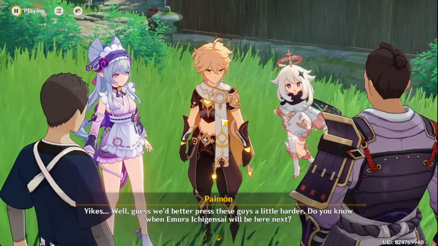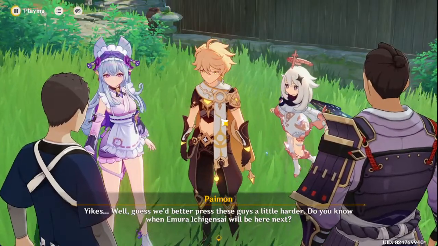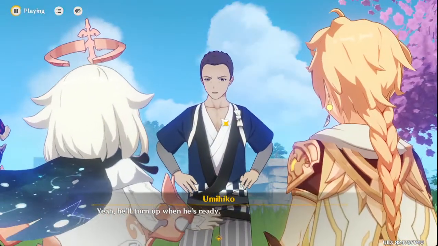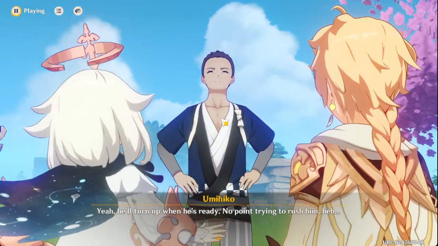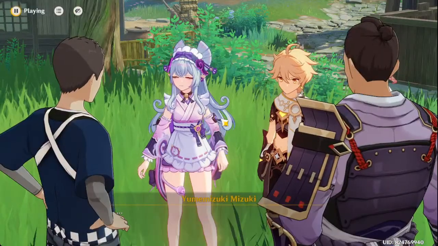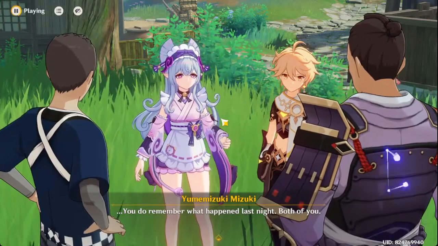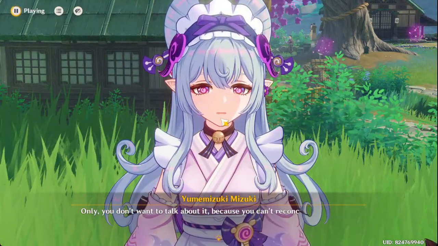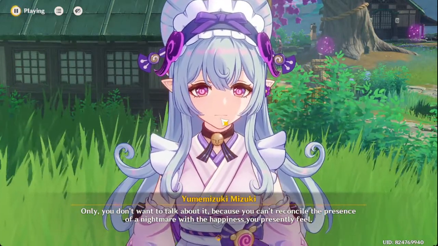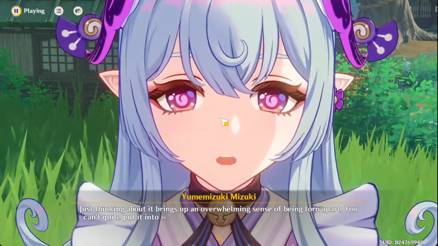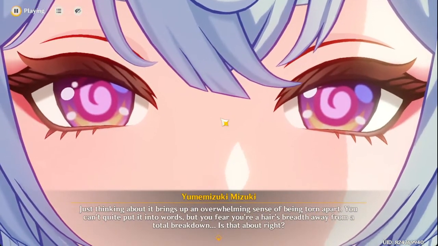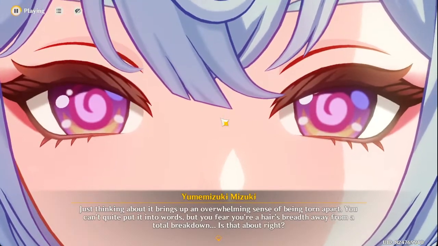Do you know when Amura Ichigensai will be here next? What's with the urgency? Why does it matter when he shows up? Yeah, he'll turn up when he's ready. No point in trying to rush him. Ugh, this is infuriating. You do remember what happened last night, both of you. Only you don't want to talk about it, because you can't reconcile the presence of a nightmare with the happiness you presently feel. Just thinking about it brings up an overwhelming sense of being torn apart. You can't quite put it into words, but you fear you're a hair's breadth away from a total breakdown. Is that about right?